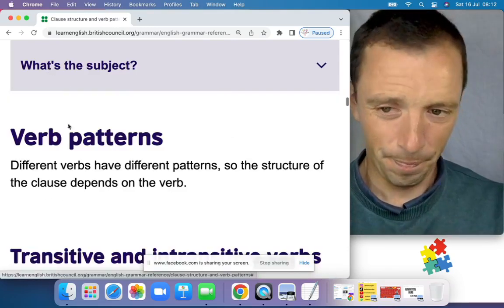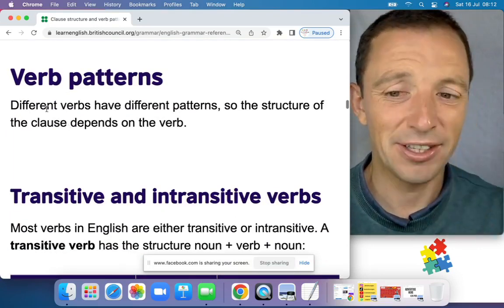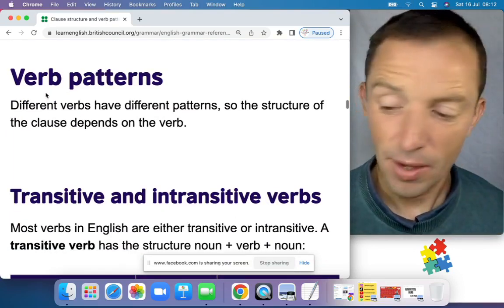Okay. Now let's move to the verb patterns. This is the next part of today's lesson.